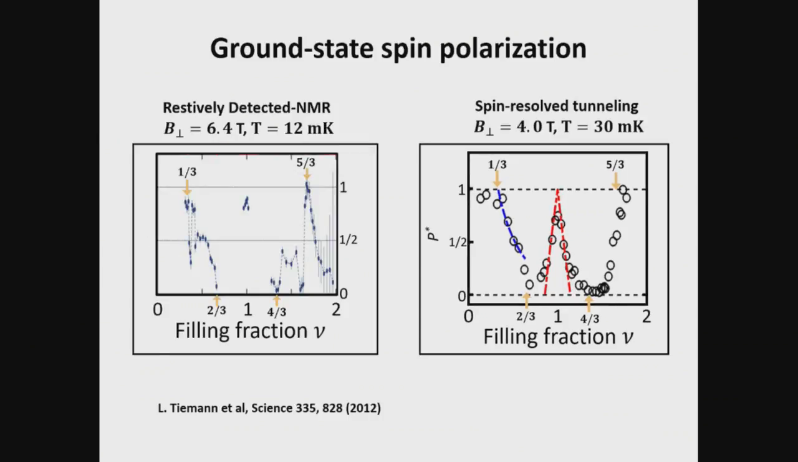So for comparison, I'd like to use one of the most well-known experiments, performed by Lars Tiemann and Koji Muraki in Japan. Even though this is very beautiful data, they have some technical issues, so they cannot really measure the spin polarization at a certain range of the filling factors, because their experiment relies on the hyperfine interactions in the system. But on the other hand, in our technique, we don't have limitations in terms of the range of the filling factors.